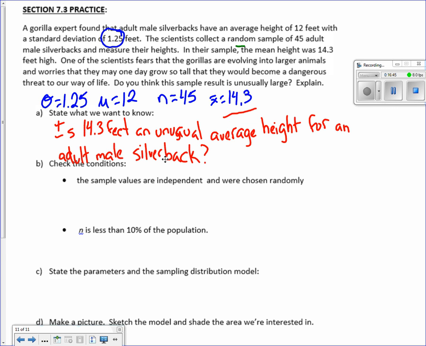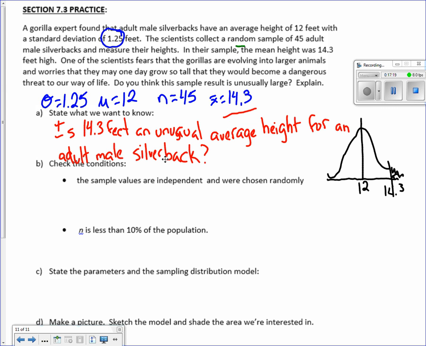So in your mind, or you can make a sketch because you know what's coming later, we're starting to wonder, here's our normal curve. We know that 12 is going to go in the middle, and 14.3 is way over here. Is that height or larger extreme? So now we've got to check our conditions. Before we can even actually draw that normal curve, the conditions have to be matched.